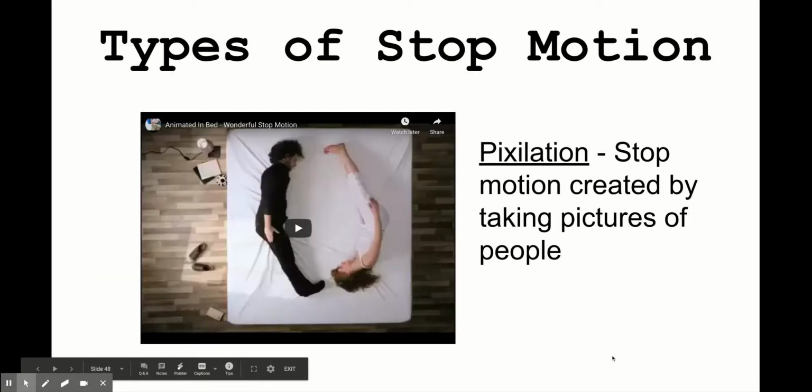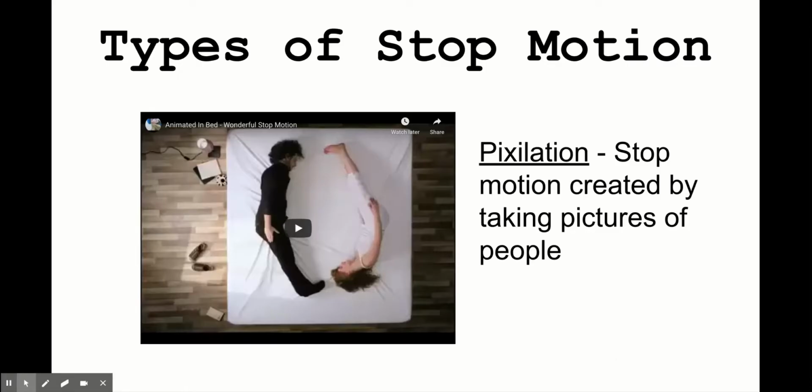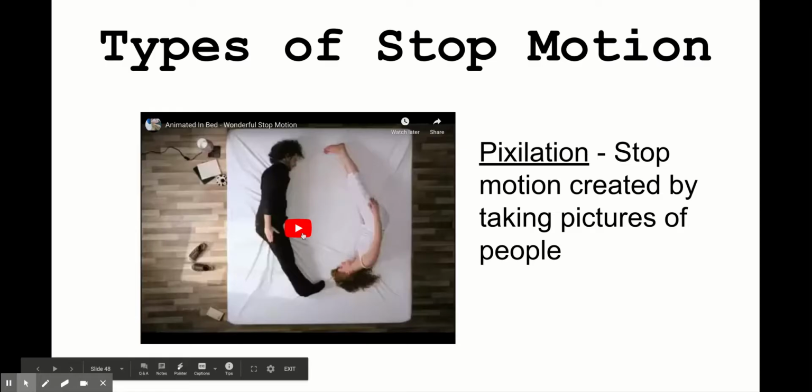The last type of stop motion animation I'd like to show you is called pixelation. And this is where you create stop motion animation by taking pictures of people and moving them slightly, and then taking a picture again and then moving them slightly. Let's take a look at an example of that.